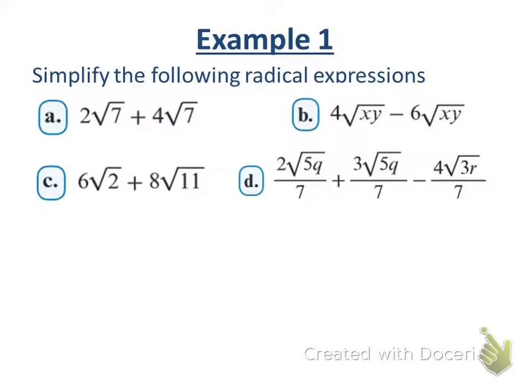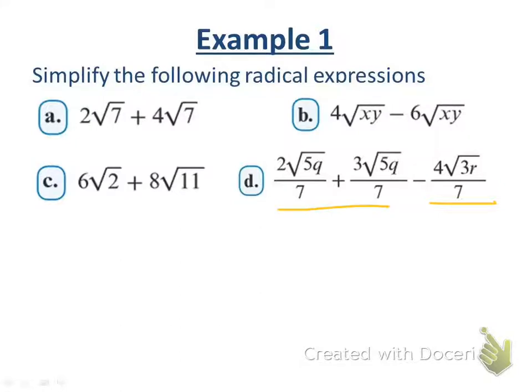I love that all the denominators are the same, but this poor one here, the one that's out there on the end, is just lost, right? It's not like the others, even though it does have the same denominator. We can't do anything with it because the radicals are different.